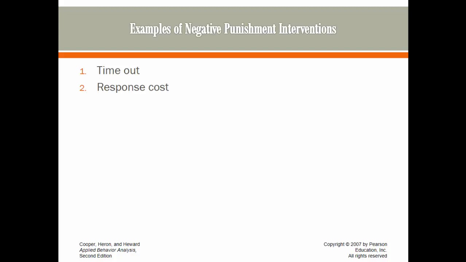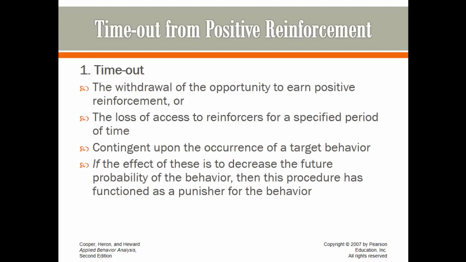Two types of negative punishment interventions we are going to discuss are timeout and response cost. Timeout is the withdrawal of the opportunity to earn positive reinforcement, or the loss of access to reinforcers for a specified period of time. It is typically contingent upon the occurrence of the target behavior, and if the effect of this is to decrease the future probability of the behavior, then this procedure has functioned as a punisher for the behavior.